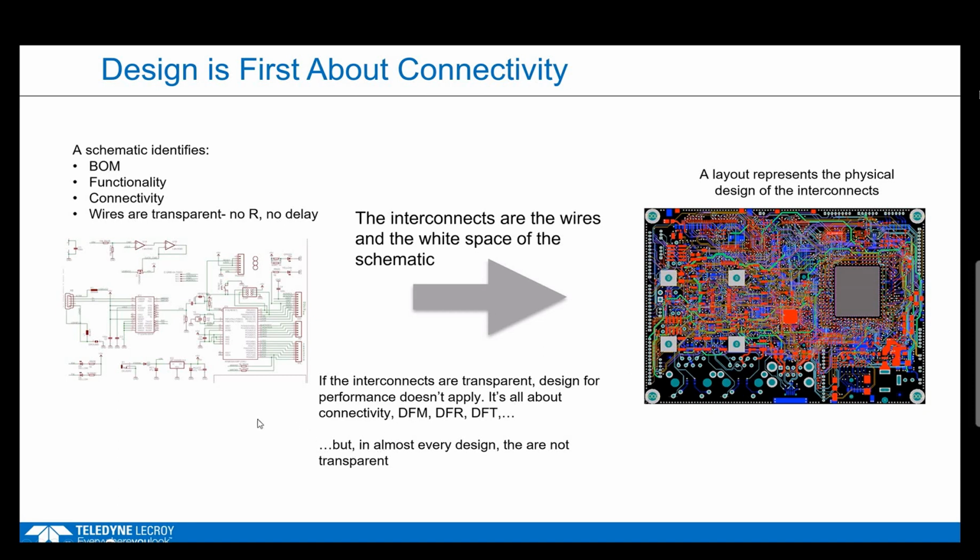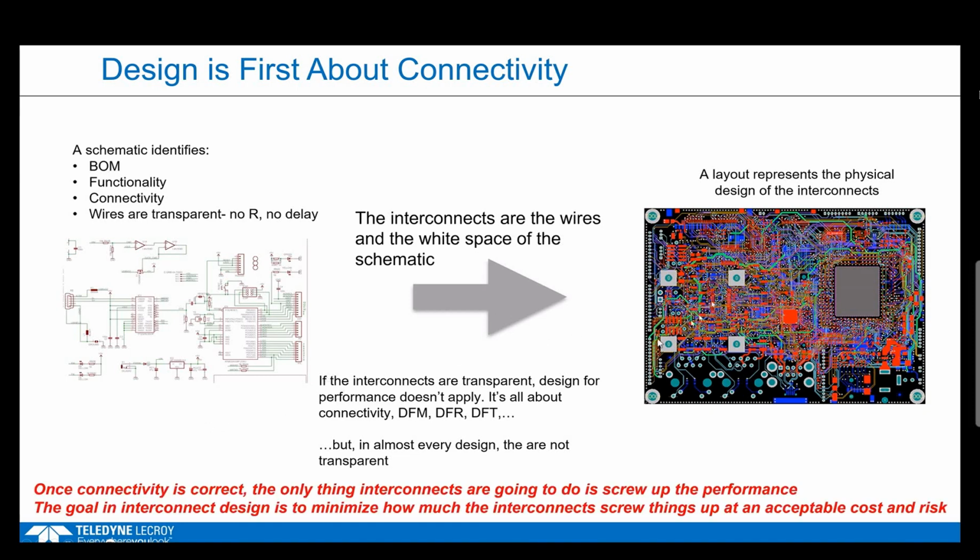And that means that when you look at the impact interconnects are going to have on the performance of the system, what we see immediately is that the design of the interconnects can never improve the performance of what the ICs themselves are capable of. All they're going to do is screw things up. Once we use the interconnects to establish connectivity, and connectivity is correct, so we have an accurate representation of the database of the netlist, the only thing interconnects are going to do is screw up the performance. They are going to add noise and degrade the signals.